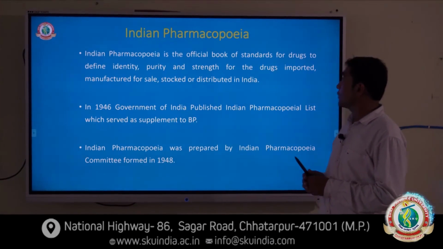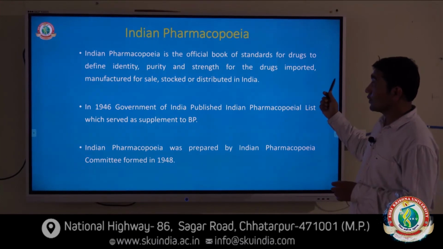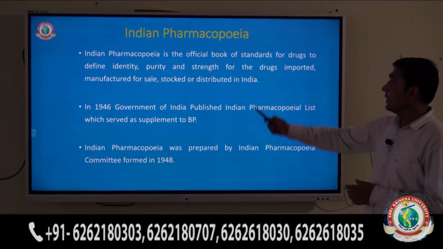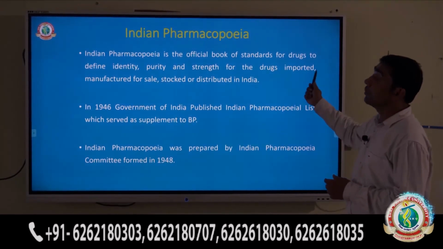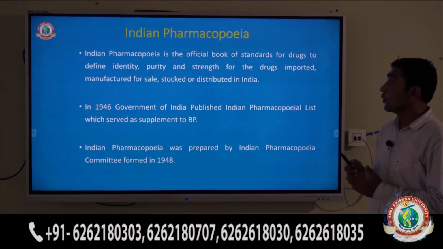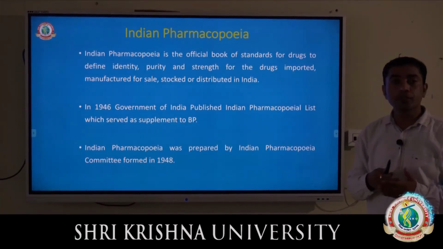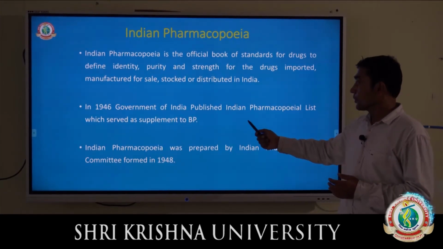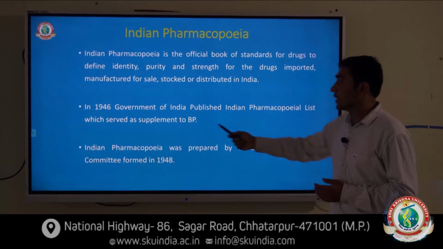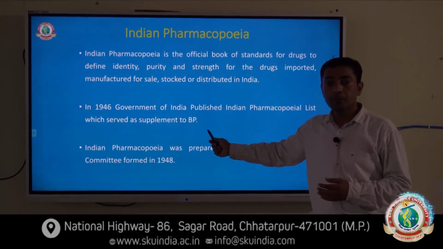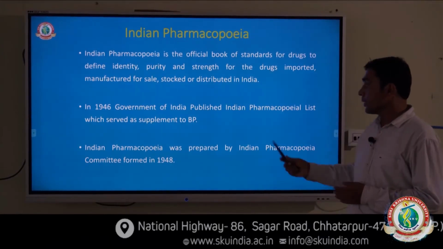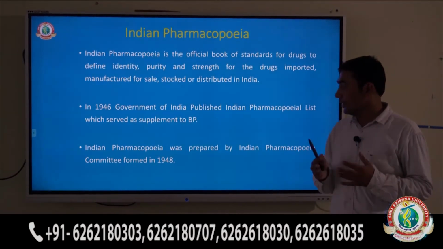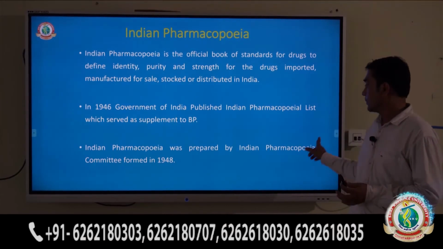Indian Pharmacopoeia is the official book of standards for drugs to define identity, purity and strength for the drugs imported, manufactured for sale, stocked or distributed in India. In 1946, the Government of India published the Indian Pharmacopoeia list, which served as a supplement to BP, meaning British Pharmacopoeia. Indian Pharmacopoeia was prepared by the Indian Pharmacopoeia Committee formed in 1948.